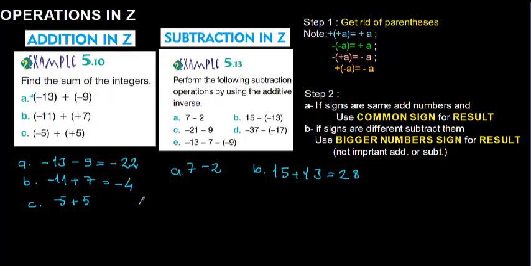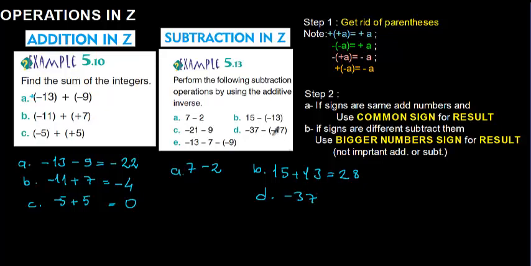Here, minus 5 and plus 5. If the signs are different, first we are going to subtract them. 5 minus 5 is equal to 0. There is no need to use any sign here, because 0 is not a positive or negative number, we cannot use any sign for that one. Here exercise D is another exercise for when the signs are different.